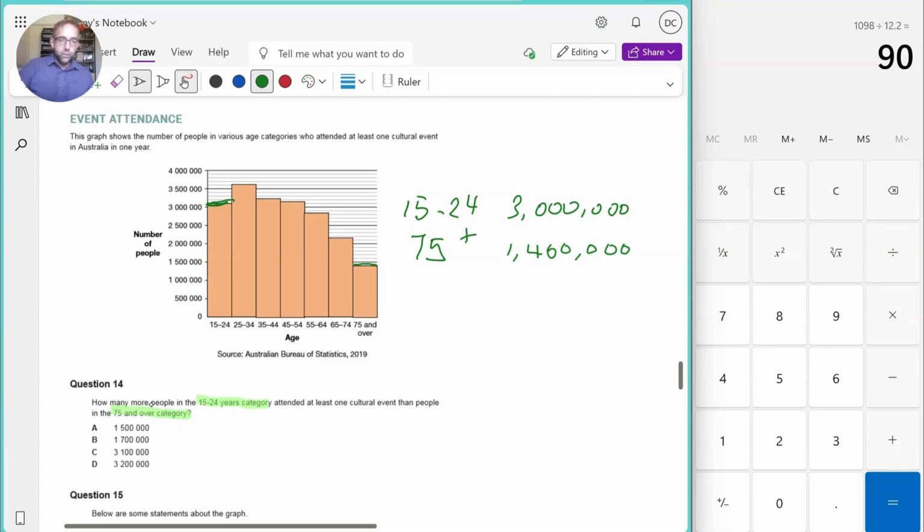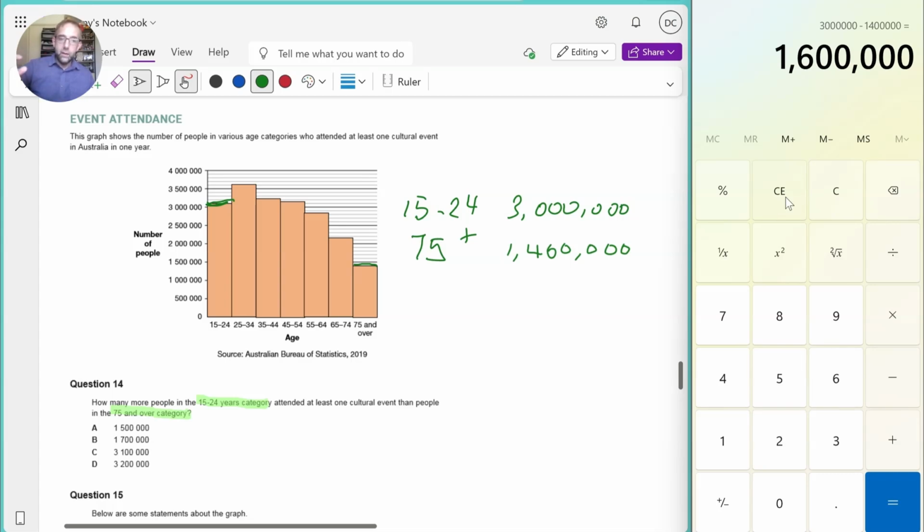So we want to find how many more people. That is suggesting a difference. So we need to take away these two values, okay? So going over to the calculator, we've got 3 million, 6 zeros, just be careful there. Take away 1,400,000. And that gives us 1,600,000, which is not one of my options, but we can tell straight away that it has to be A or B.